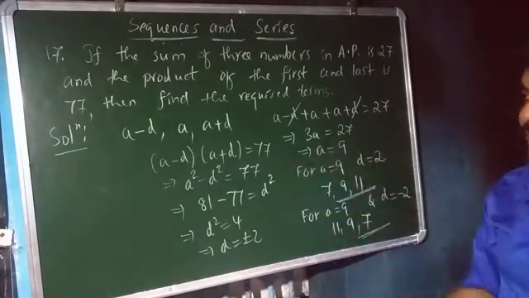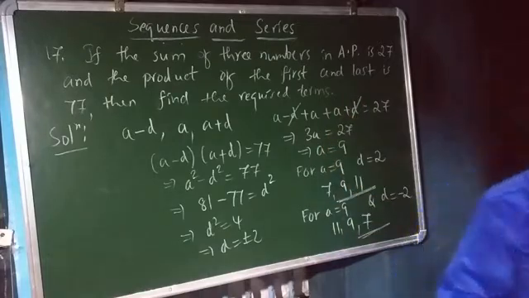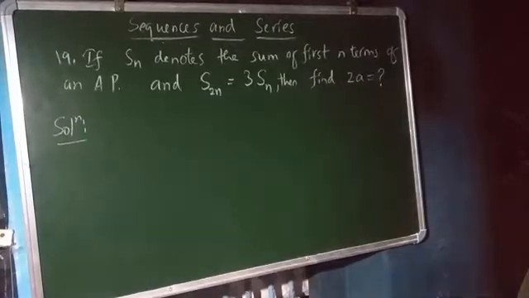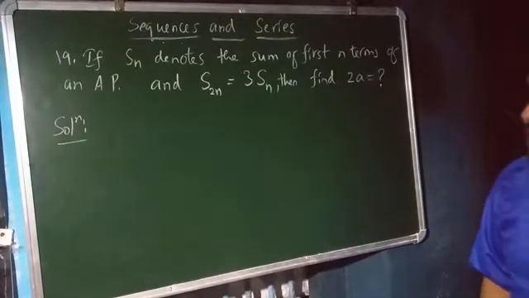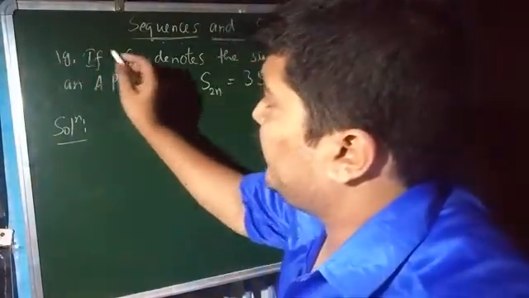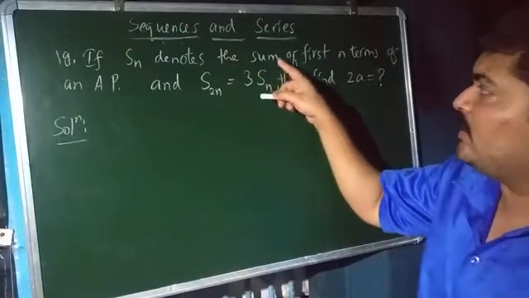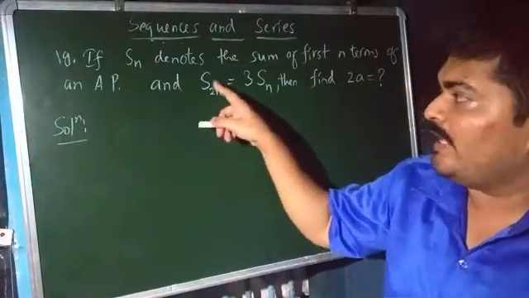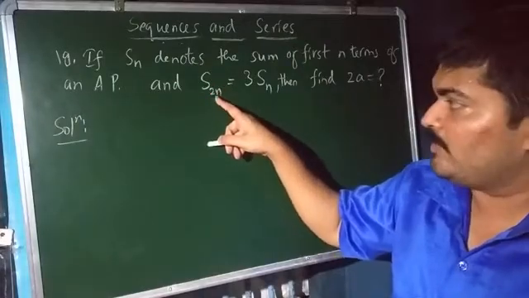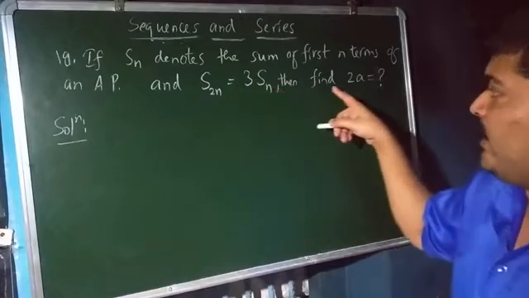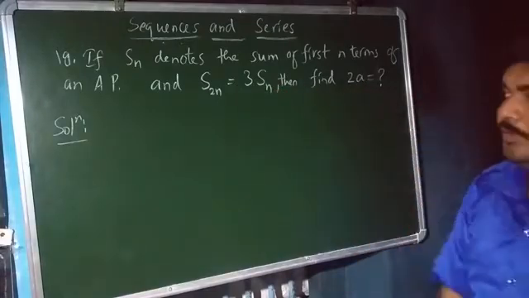I hope all of you understood the solution of this particular problem also. Let me move on to the next problem, that is problem number 18, I suppose, isn't it? If Sn denotes the sum of the first n terms of an AP and they have given that the summation up to 2n terms of the AP is equal to thrice Sn, then your task is to find out the expression for 2a.